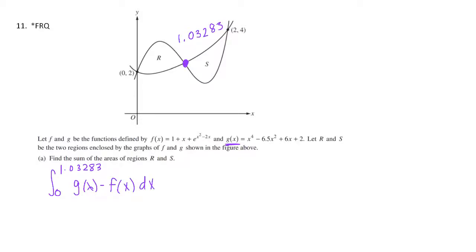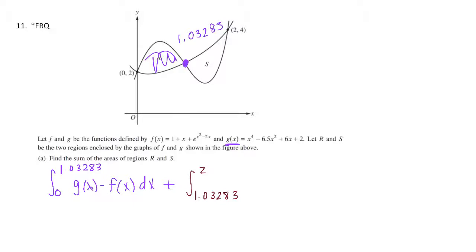And that's for the first part. That's going to take care of r. And then you have plus, and then you're going to go through and set up this again for the sum of s. And so you're going to start off again at that point of intersection, 1.03283, up to the other endpoint of 2.